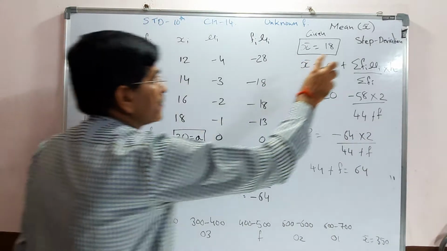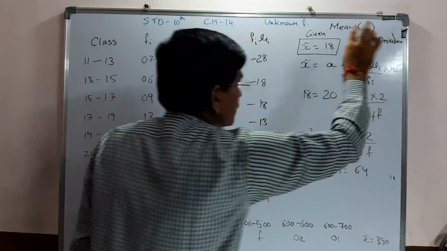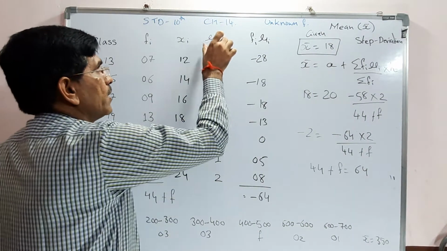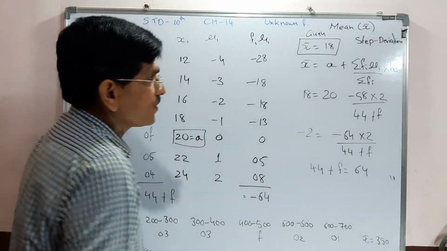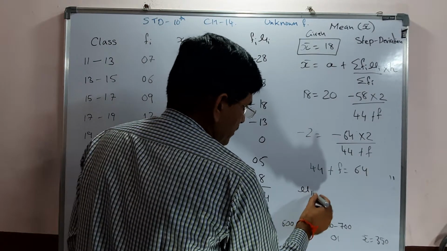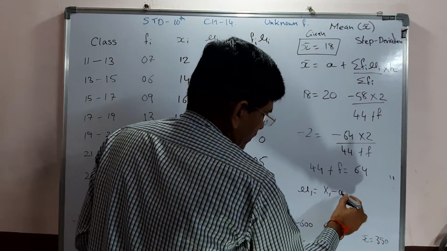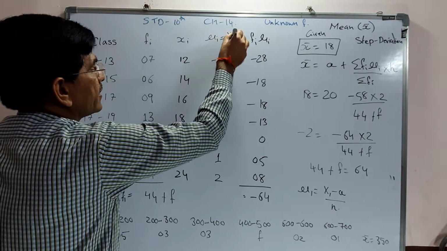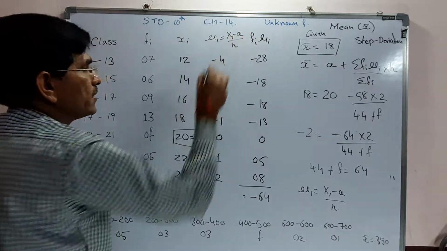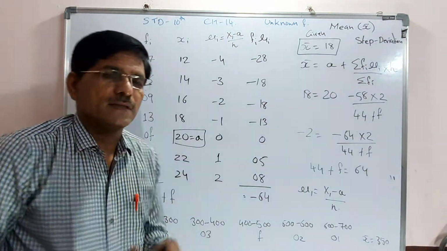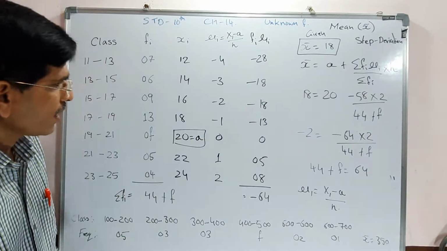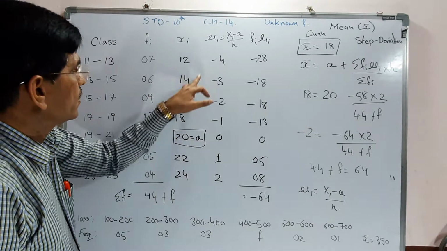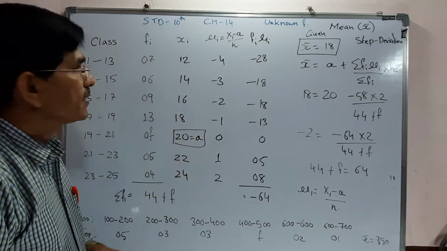Now which method do we have to use? Step deviation method. Already we have explained that in step deviation method we have to use ui. What is the meaning of ui? So we can write ui is equal to xi minus a upon h. When possible we have to write it here, xi minus a upon h. Paper checkers always see that. Now where do we have to take a? There are 7 values.